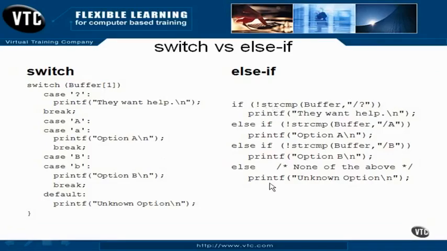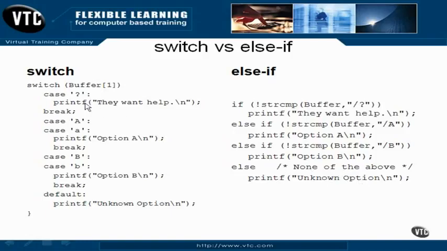Here's our else if that we just took a look at in the last video. Remember, if not string compare buffer and the slash question mark that we used, if that comparison was true, we would print they want help. Else if, and so on, slash A and slash B, and then here's our default of none of the above, we would print an unknown option.